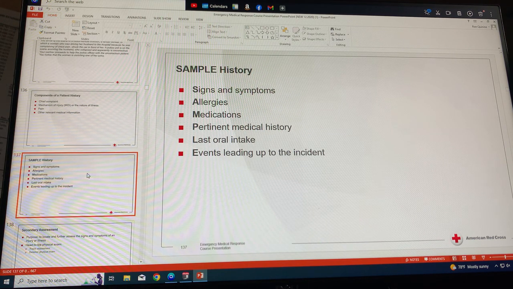Okay, so now we're going to be dealing with SAMPLE history. So what does SAMPLE stand for? Using the mnemonic SAMPLE, determine and follow 6 items for the patient history: signs and symptoms, allergies, medications, pertinent medical history, last oral intake, events leading up to the incident.